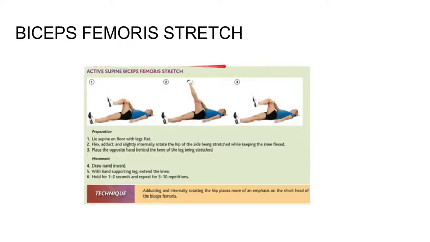Next, the biceps femoris stretch. This is the stretch for the lateral hamstring group. It is very simple. Lie down supine, bend your hip and knee to 90°, internally rotate and adduct it, and stabilize it with the opposite hand by placing it on the lateral aspect of the knee. Next, extend the knee to feel the stretch over the lateral aspect of the hamstring. Hold the stretch for 15 to 20 seconds and repeat it 3 to 5 times.